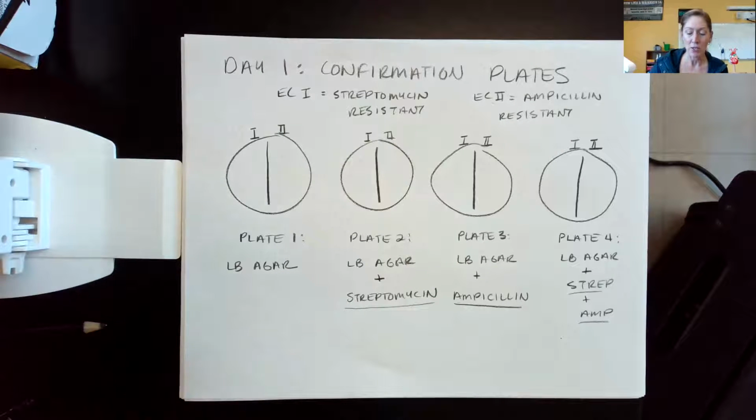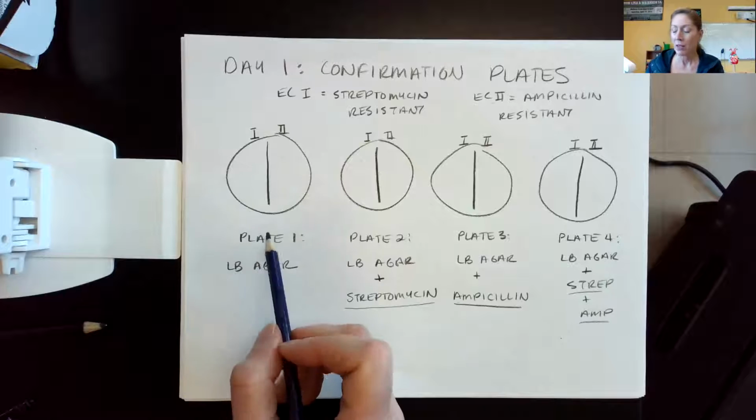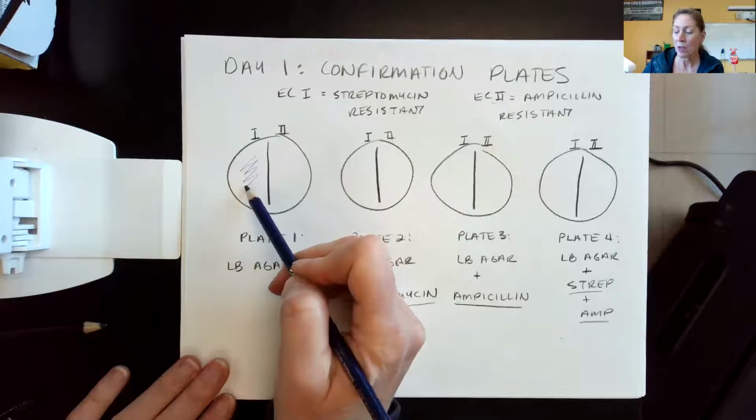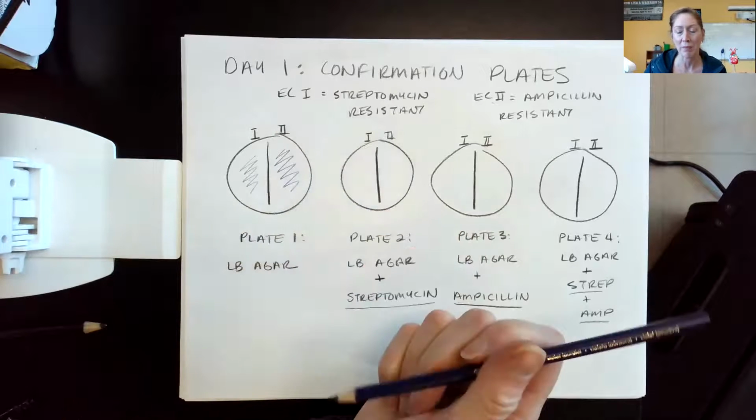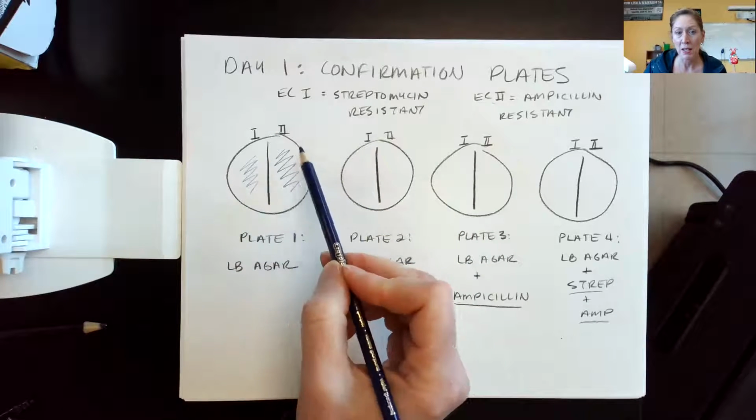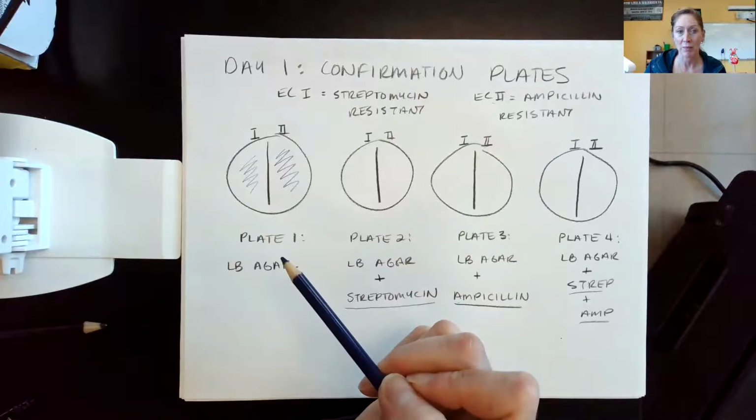Okay, I'm going to assume that you have paused the video to make your predictions and now you're ready to move along. Okay, so what would actually happen in real life? Well, if we were in class, if everything worked according to plan, on the LB agar, we would have bacteria grow on both sides. So I'm just going to use purple to represent bacteria. So we would have bacteria growing here and we'd have bacteria growing here.